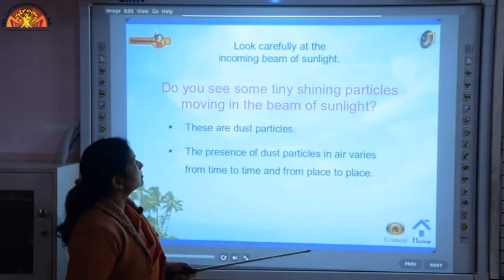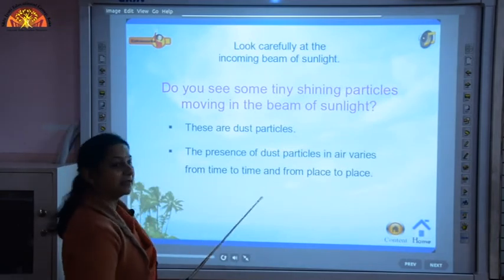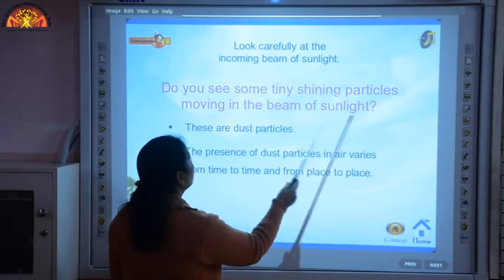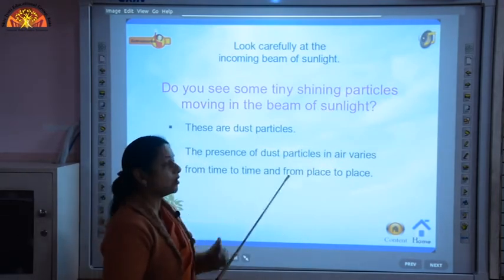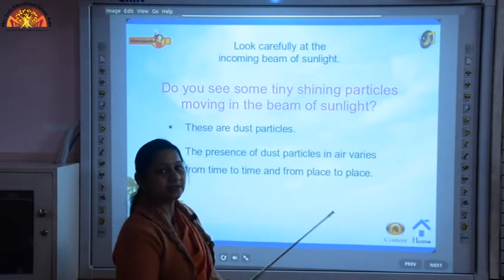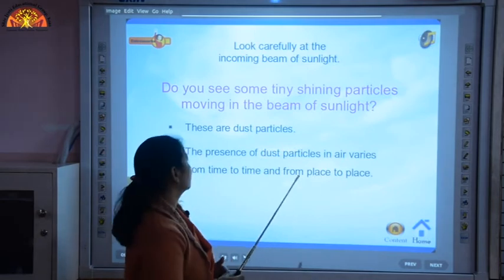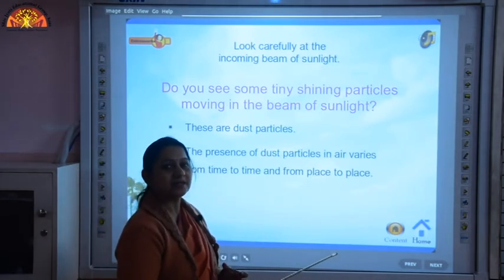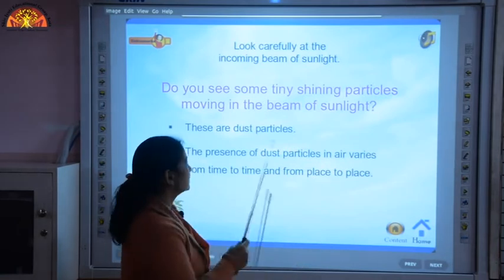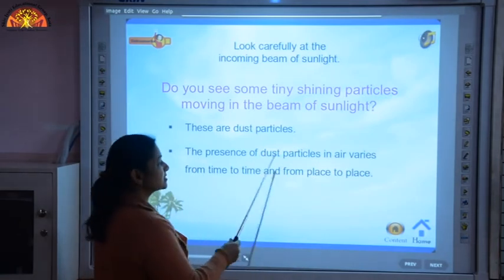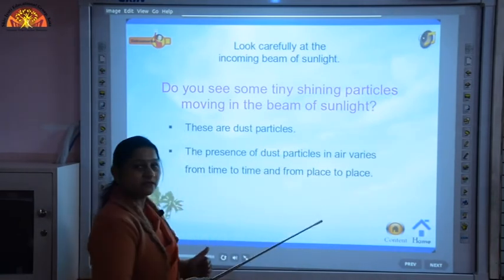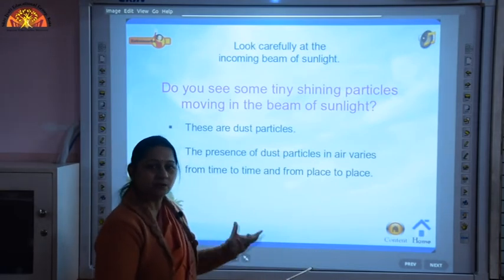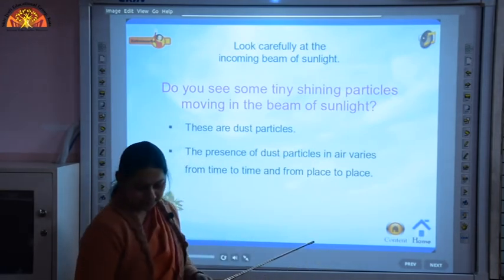Now, when you look carefully at the beam of sunlight, what do you see? You see tiny shining particles moving in the beam of sunlight. You must have observed this during the morning time, and these are dust particles. The shining particles are nothing else but dust particles, and the presence of dust particles in air varies from time to time or from place to place. Sometimes it is more, sometimes it is less.